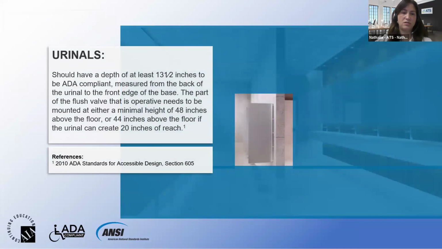So urinals, they should have a depth of at least 13.5 inches to be considered ADA compliant. And this measure should be from the back of the urinal to the front edge of the base. The flush valve, there is operative, needs to be mounted at either a minimum height of 48 inches above the floor, or 44 inches above the floor, if the urinal can create 20 inches of reach.